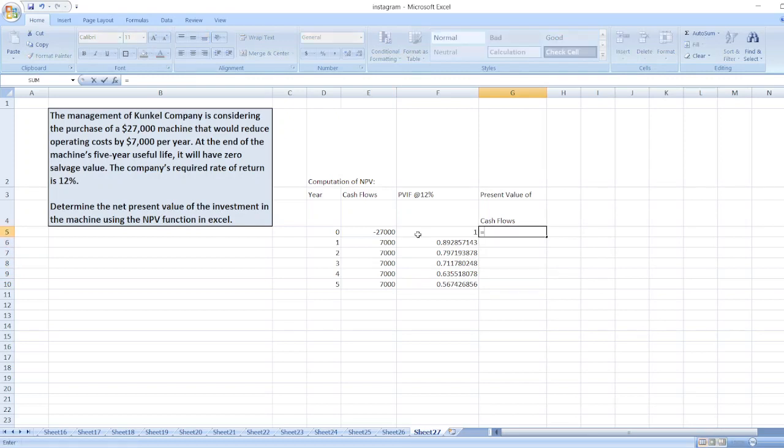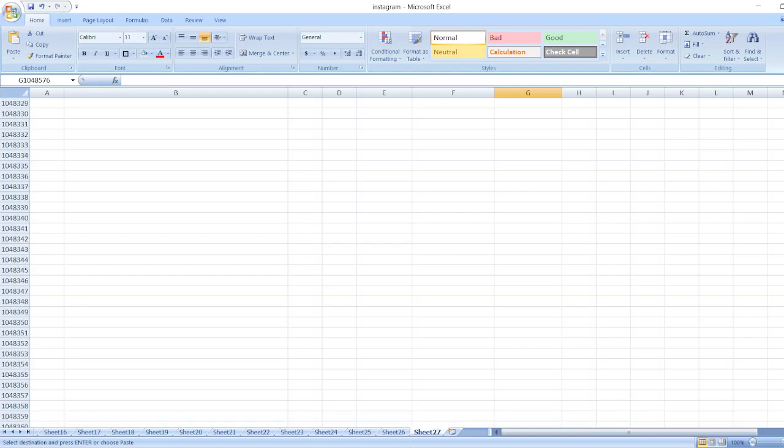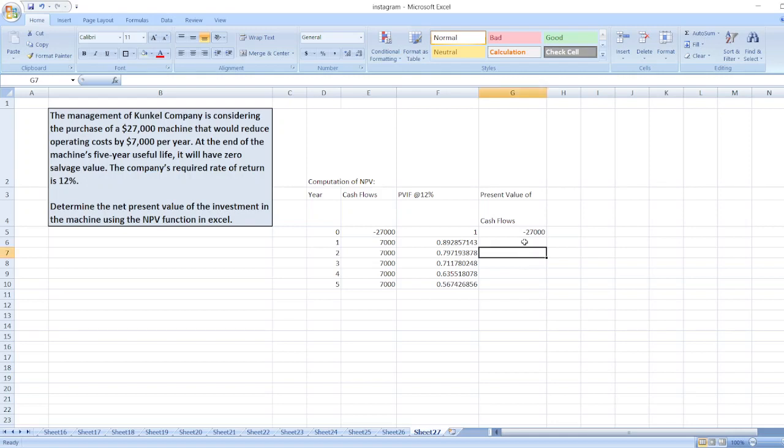Now we will calculate present value of cash flows. So cash flows multiplied by PVIF, same. Same for year 1, cash flows multiplied by PVIF. For year 2, cash flows multiplied by PVIF, same. Now we will calculate sum of these values.